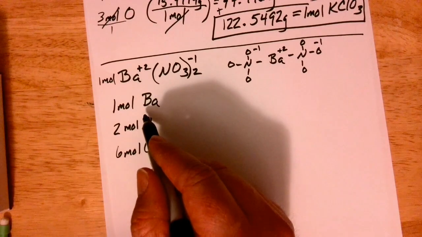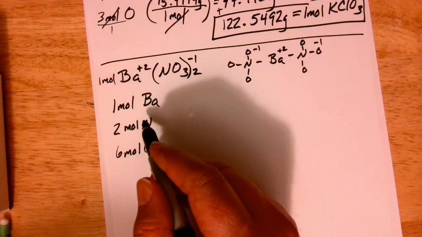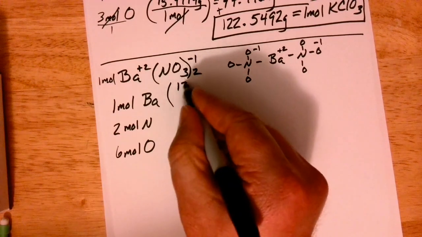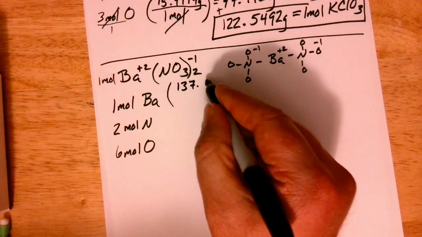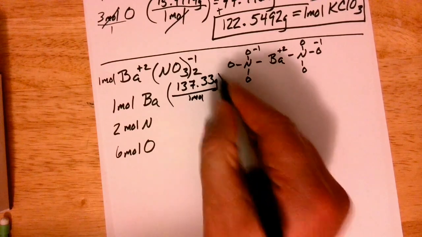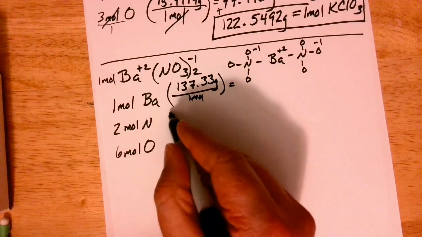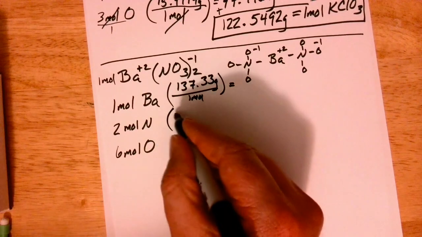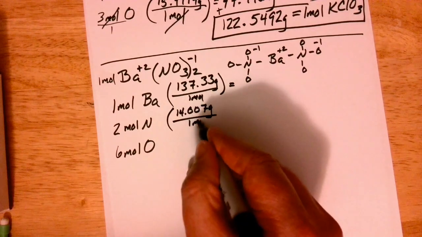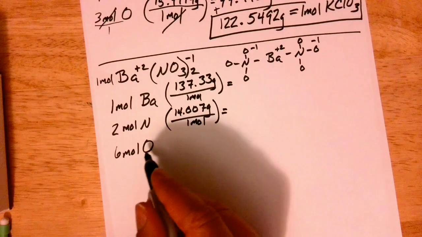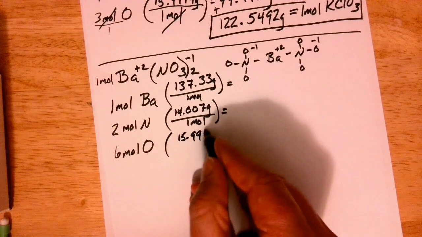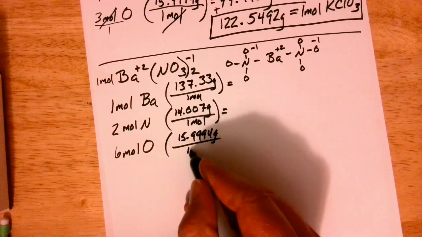So barium, if you look in the periodic table, barium is in group 2, and that has a mass of 137.33 grams for every 1 mole. Nitrogen has a mass of 14.007 grams for every 1 mole. Oxygen is going to be 15.9994 grams for every 1 mole.